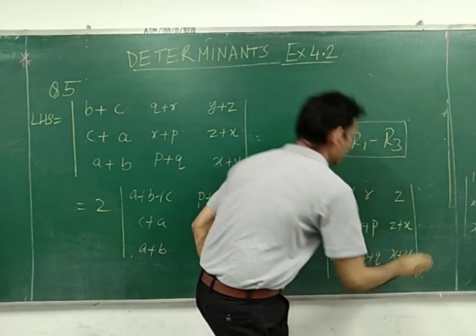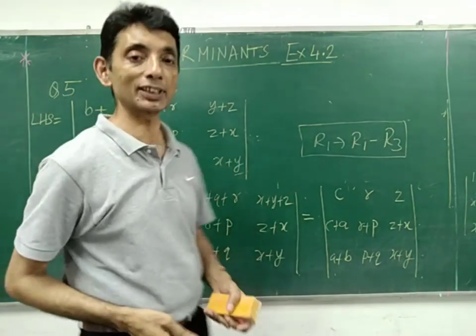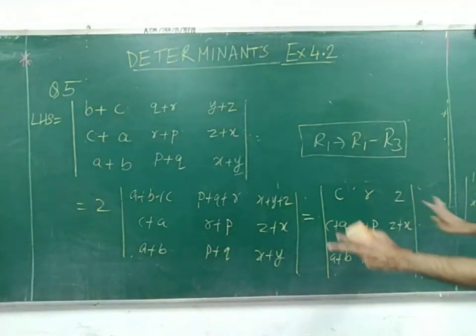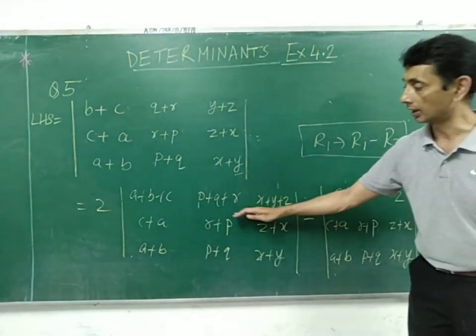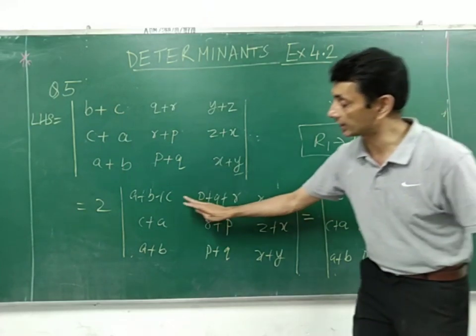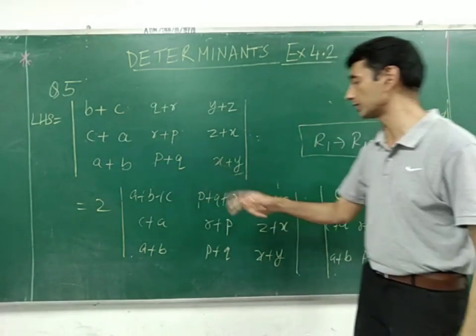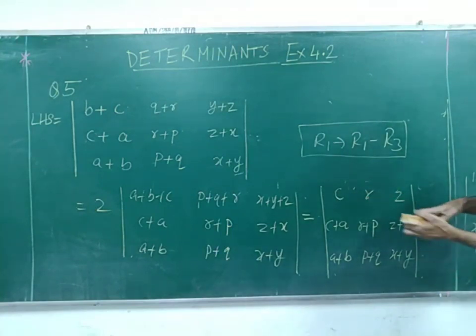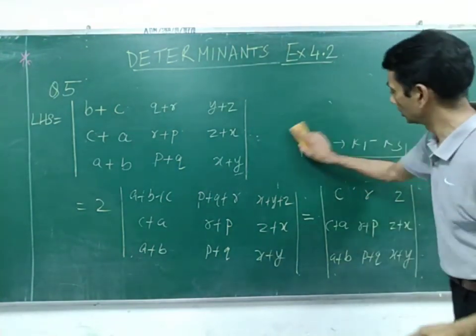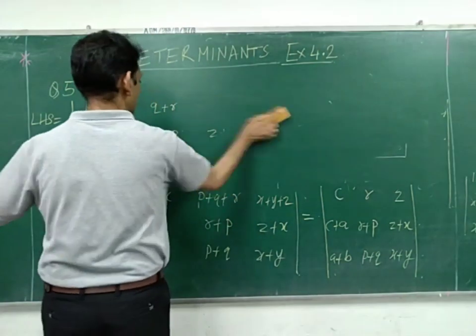You have seen that initially it was a binomial. With the help of applying a property, it became a trinomial. And when there is a trinomial and a binomial, it is very easy to convert to a monomial. So we got C, R, Z. Now, what is the next step?